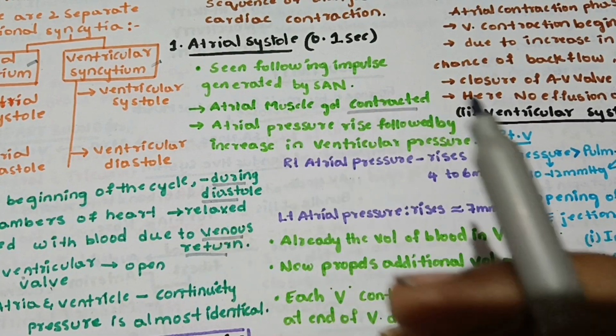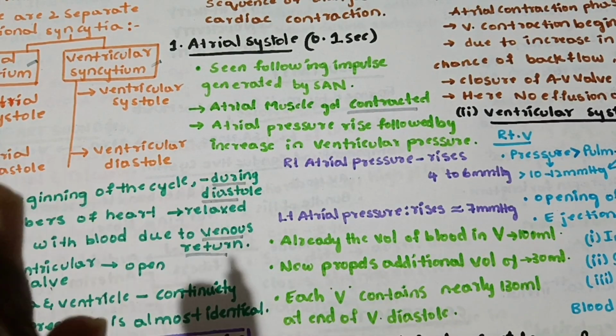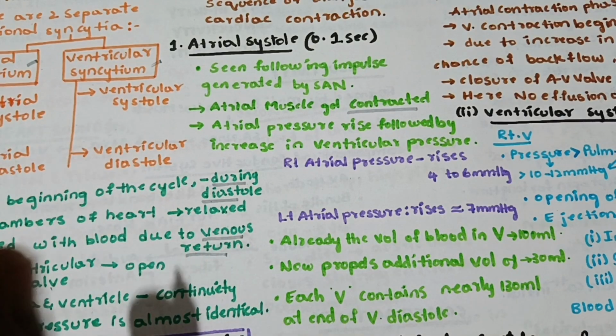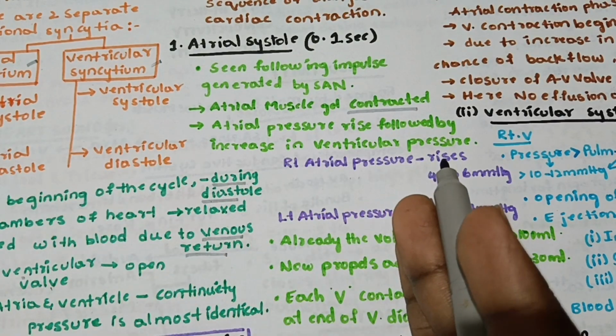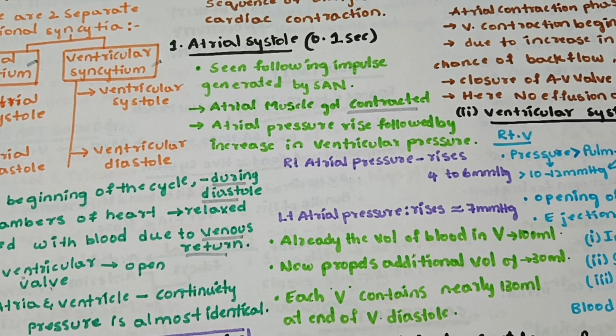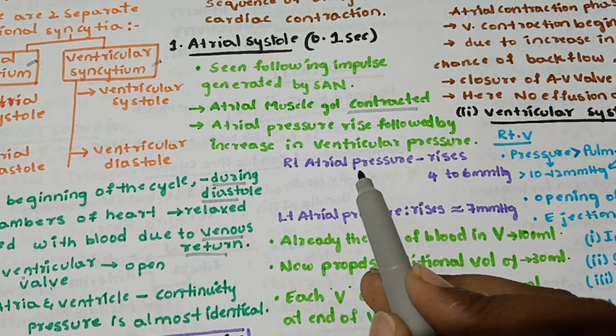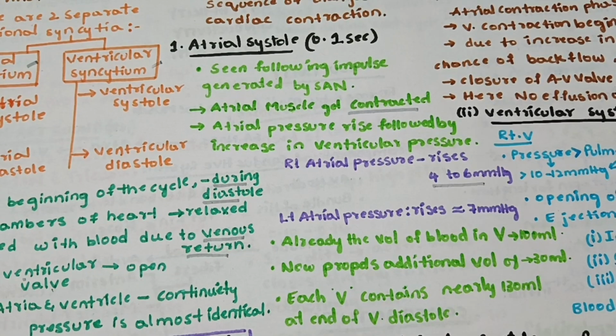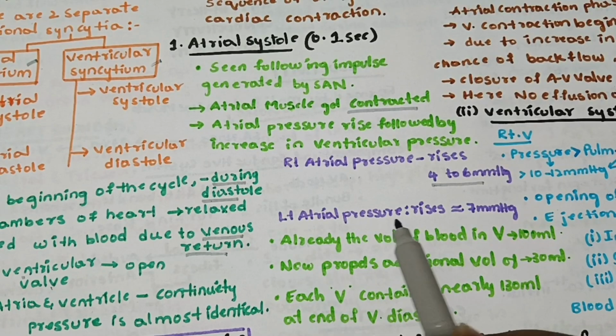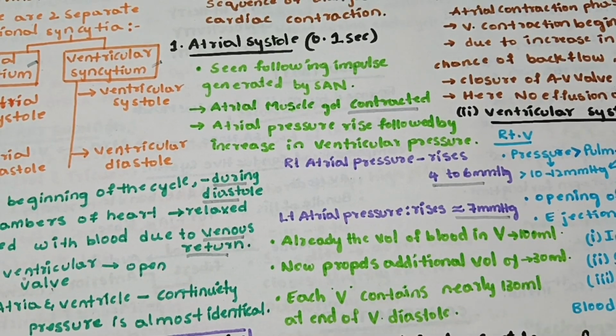Yes, the ventricles get blood from the atria. After the pressure increases in the atria, that pressure is followed by the ventricular pressure increasing. Right atrial pressure rises to 4 to 6 mmHg, whereas left atrial pressure rises to nearly 7 mmHg.